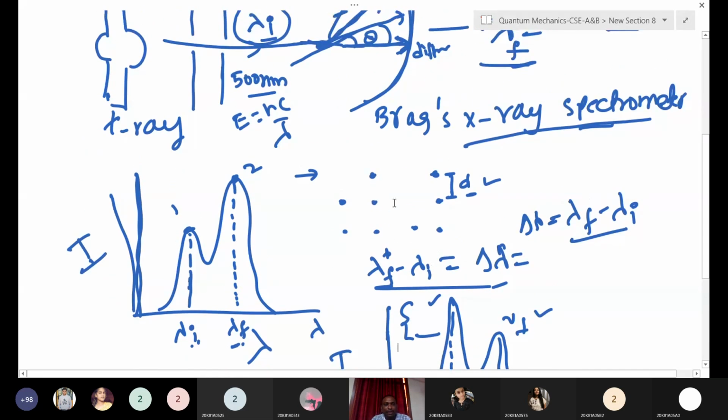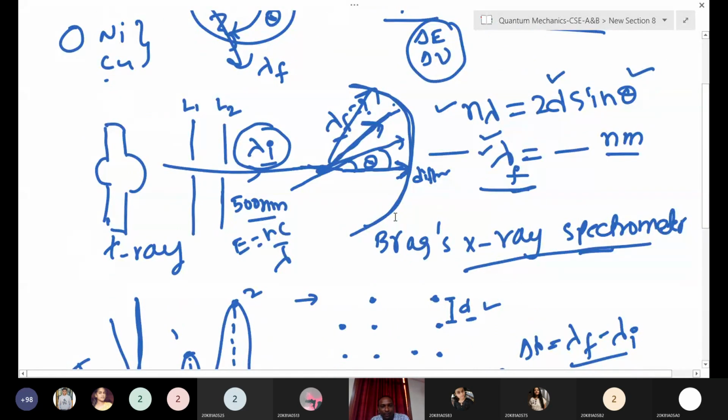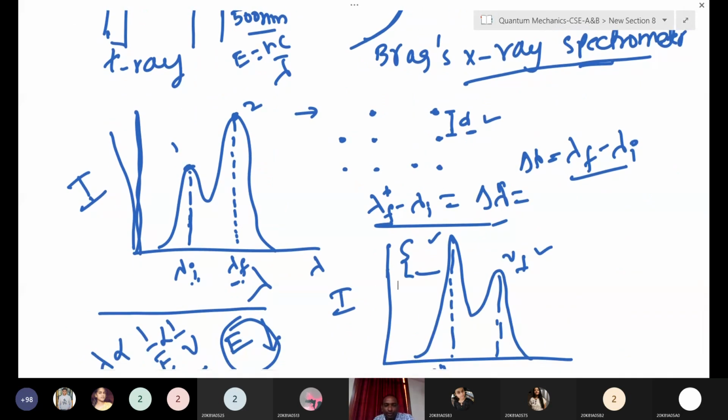Experimentally, you can estimate the shift in wavelength between the incident photon and the scattered photon. Is this clear up to now? Any doubt? If you have any doubt, please ask. Sir, actually I have a doubt.